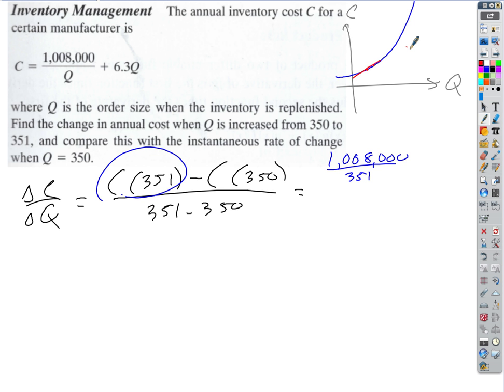Okay. Compare that with the instantaneous rate of change when Q is 350. Let's just do this real quick. This is a prime opportunity to use Desmos. Desmos makes this really simple.